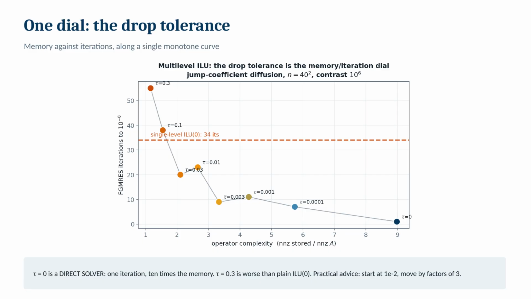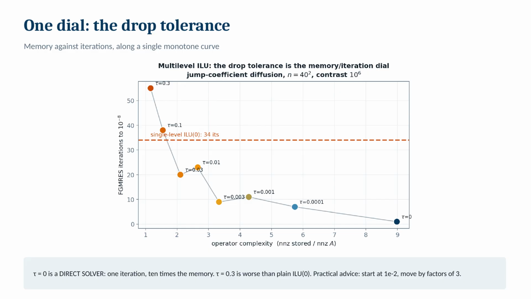One practical figure before we move on. Horizontal axis: operator complexity, how much memory you store relative to the original matrix. Vertical: iterations. At tau equals 0, no dropping at all, you get convergence in one iteration, because it's a direct solver, at 10 times the memory. At tau equals 0.3 you're storing 16% extra and doing 55 iterations, which is worse than plain ILU0, the dashed line. Between them it's a clean, monotone trade.